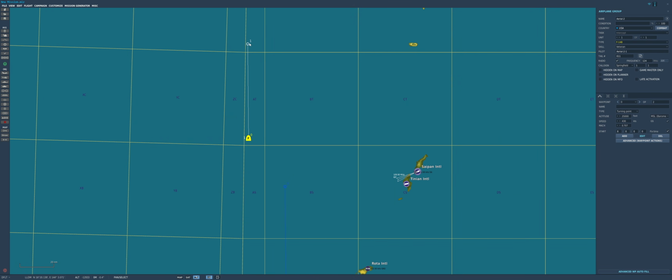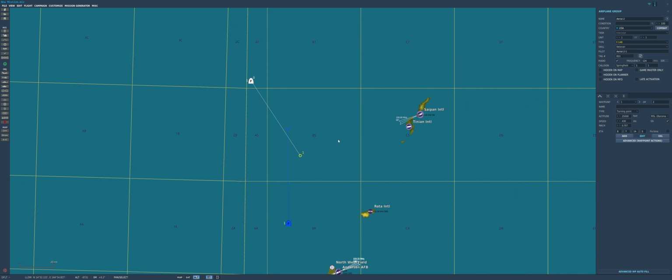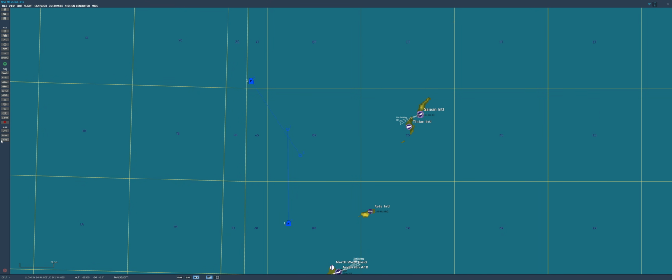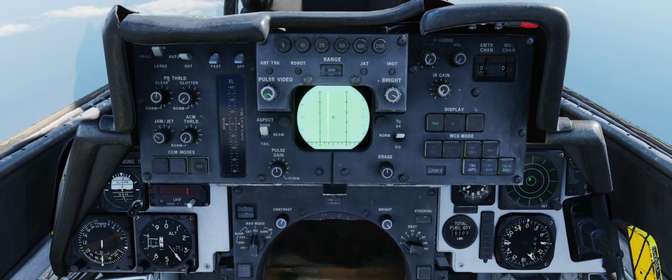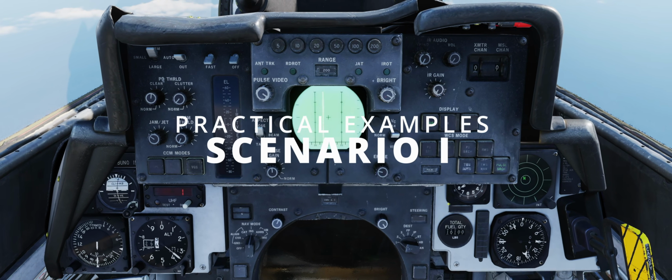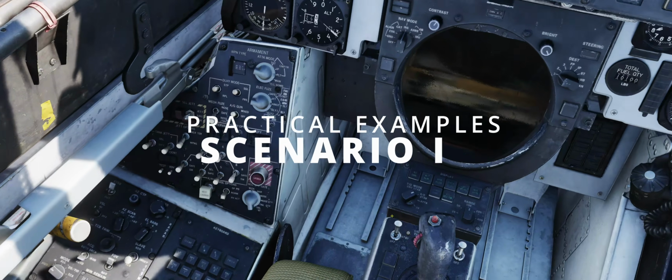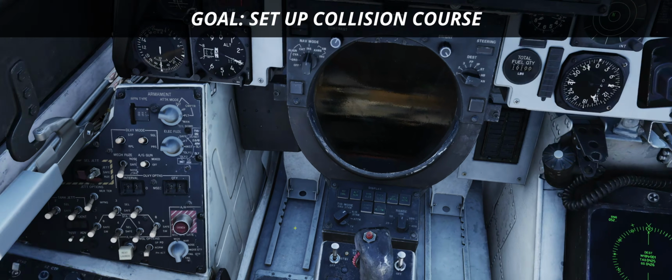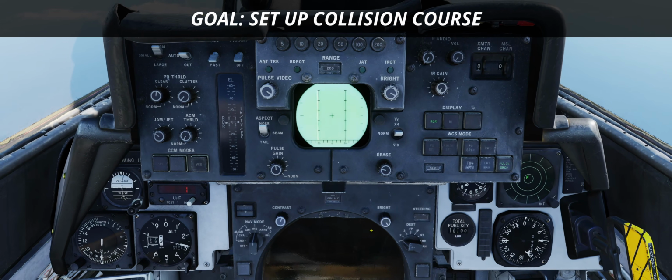For the first exercise, let's keep this simple. Co-alt, co-speed, magvar negligible, as we are flying in the Marianas, and we can measure the target setting. Piece of advice, make sure that the two aircraft are not too far, 80-85 nautical miles work fine. Expect to detect the target at 60-something nautical miles. The goal of the first scenario is setting up a collision course and maintaining it until we cross the target.